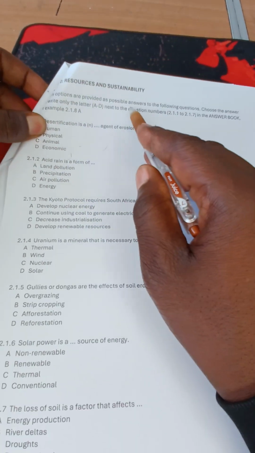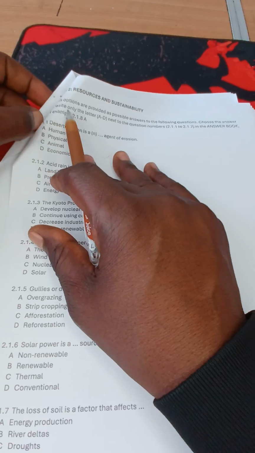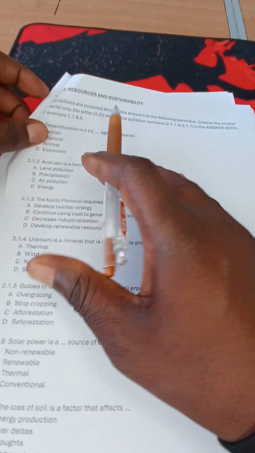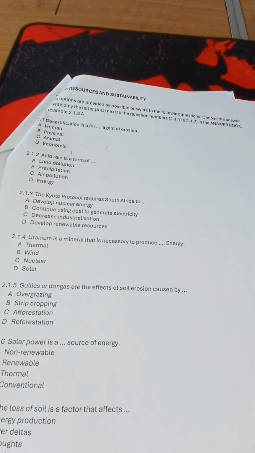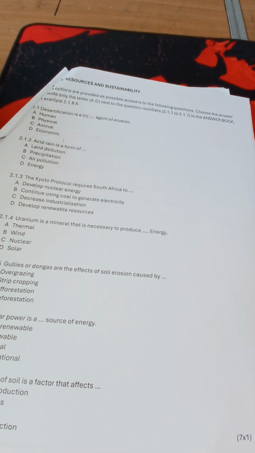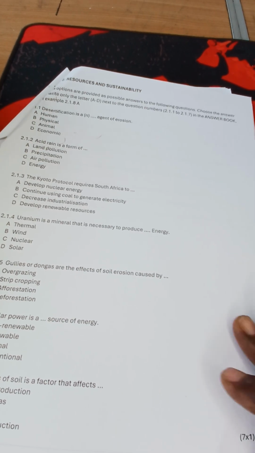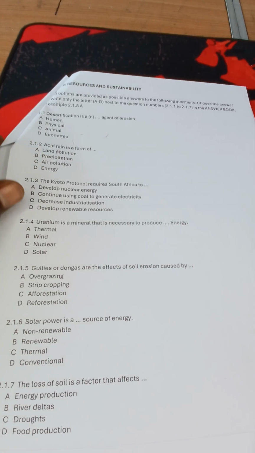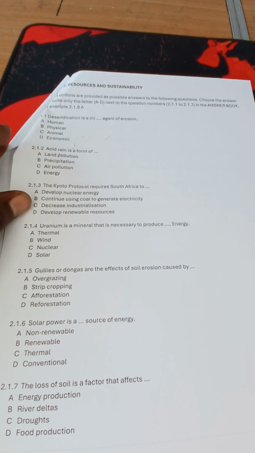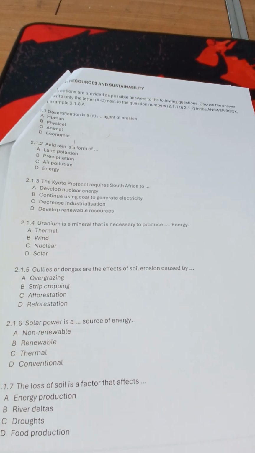Various options are provided as possible answers to the following questions. Choose and write only the letters A to D next to the question numbers 2.1.1 to 2.1.7 in the answer book. So what is going to happen, guys, is we are going to go through this question, writing all the answers. Then from there, we provide the necessary answers to the questions for easy understanding or comprehension.